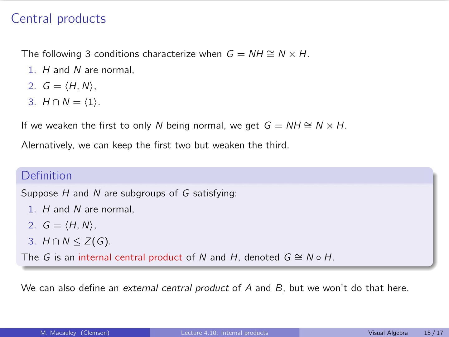We can also define an external central product of two arbitrary groups A and B, where we kind of glue them along a subgroup at the center, but we won't do that here. I might mention a little bit more about this near the end of chapter 7, which is on universal properties, when we get to push-outs and pullbacks of groups, or actually objects in general categories.